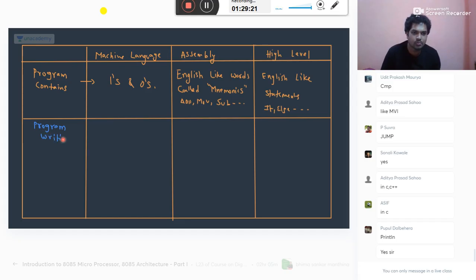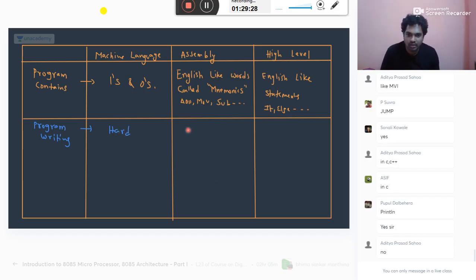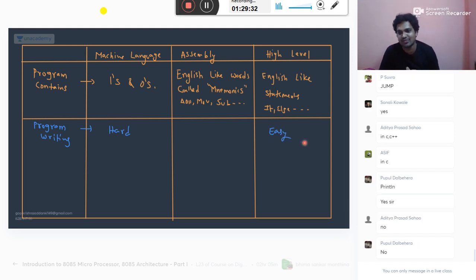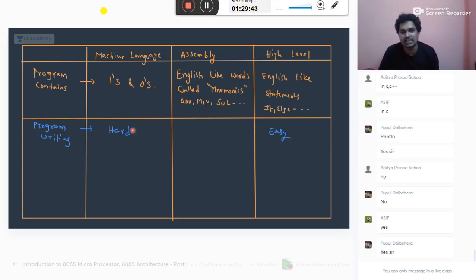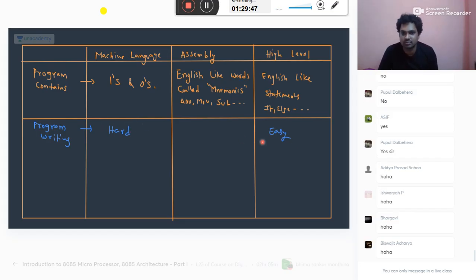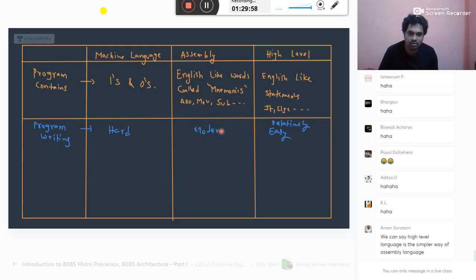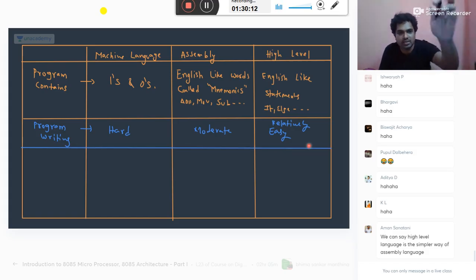Program writing. Can you write this program in machine language? Hard. Assembly is easy, in the sense that not everybody will do it. It is easy compared to machine language. Don't ask why you can't write the program; it is easy only relatively. So I will add that term: relatively easy. And here it is moderate.